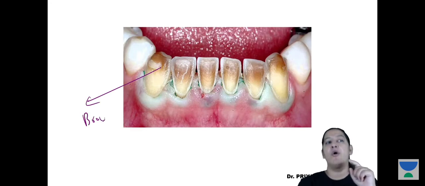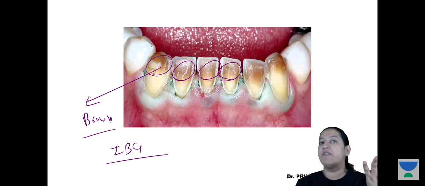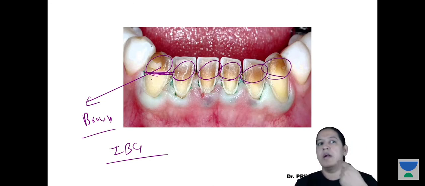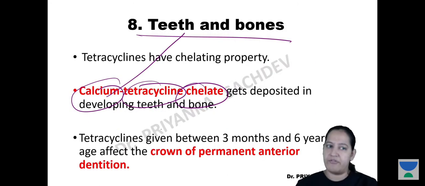Again, a very important image-based question, already asked in one of the exams. Not in FMG, I guess, but in another exam, this image-based question is shown. Side effect of which drug? You can see the brown colored teeth, especially the crown. It is the crown which becomes brown due to the chelate formation with the calcium of the tetracycline. It is a side effect of tetracycline at the crown.